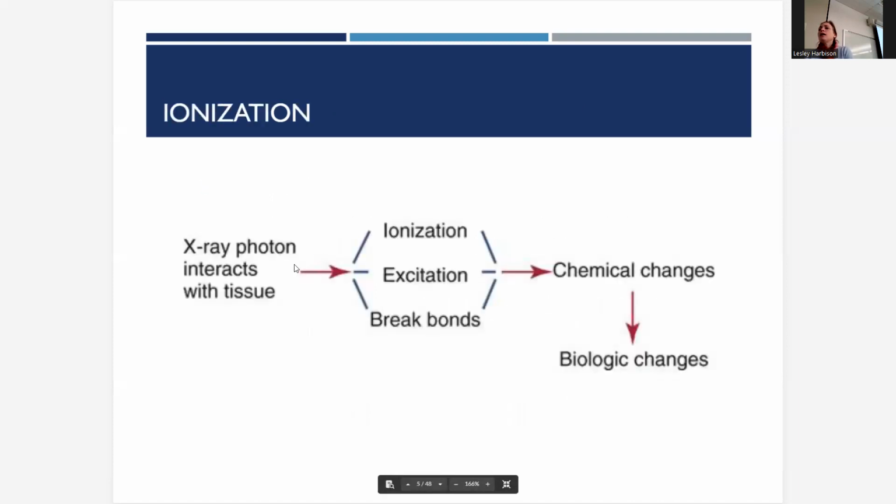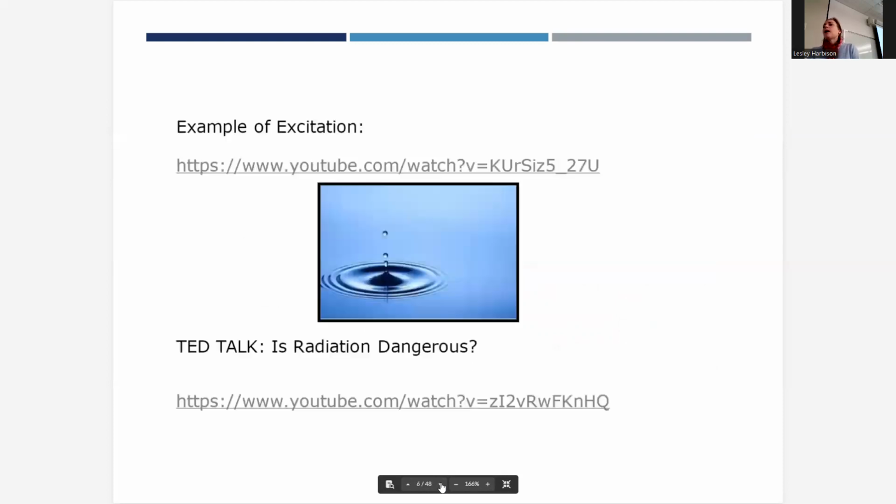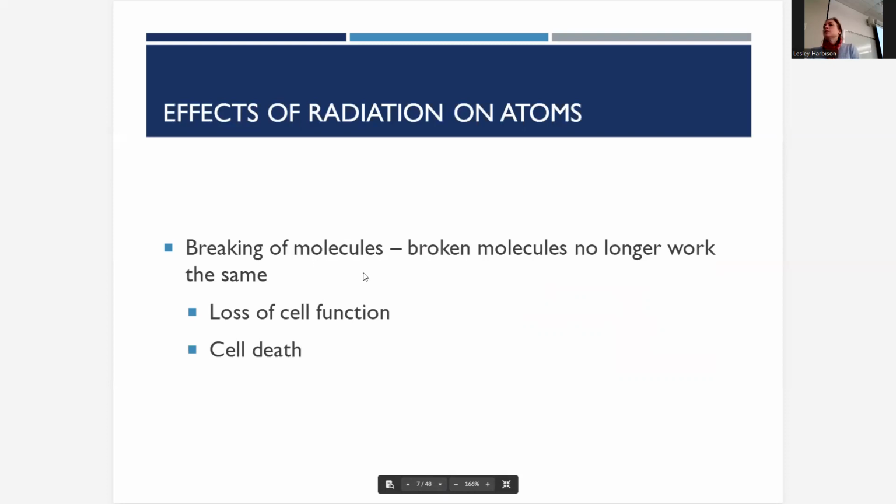So we know that you can have that excitation, that vibration, and it can settle down, or it can vibrate and then break the bond, which is essentially going to give you the same outcome as ionization. So just to review that, basically they give you the same result, which is damaged cells. And this is saying the same thing. Once a molecule is damaged, it doesn't work the same anymore. It's not functioning the same. So you either get a loss of the function or the cell will eventually die. So it's just negative outcomes, generally speaking, after ionization.